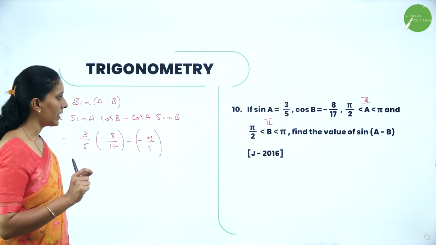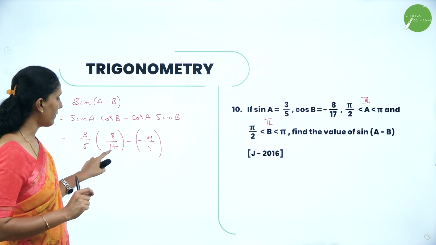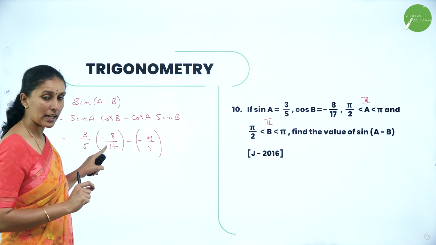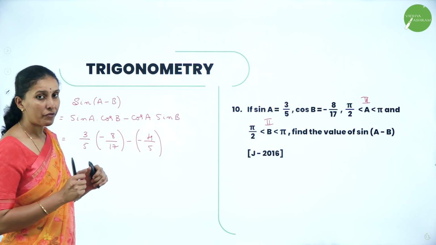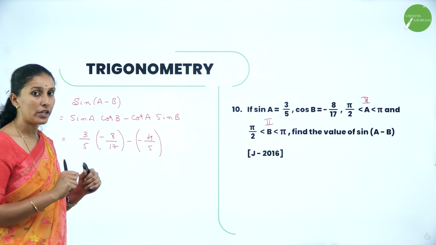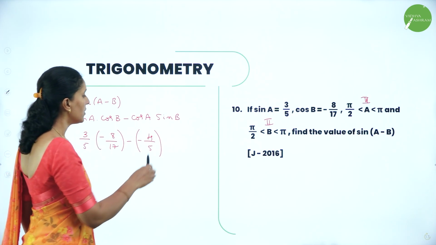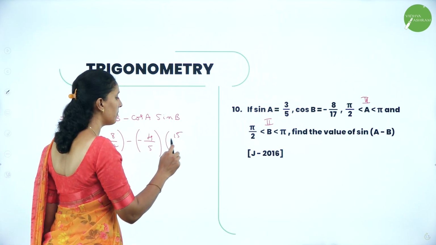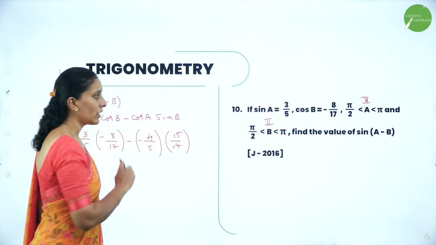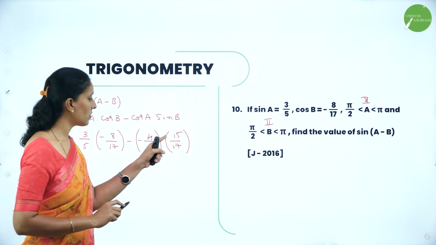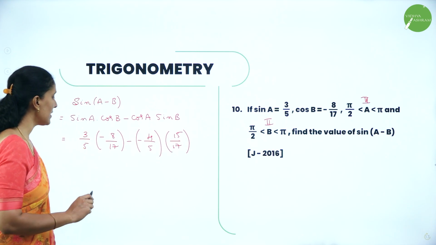Again, to find out sin B, we know cos is 8 by 17, that is adjacent side is 8, hypotenuse is 17. So obviously the opposite side will be 15 using Pythagoras triplet. So we can write it as 15 by 17, and in the second quadrant sine is positive, so therefore we write it as plus 15 by 17.